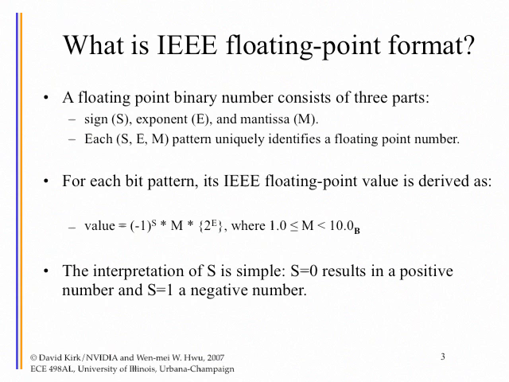So, what is it? It's a floating point binary number, essentially, that consists of three parts. If you look at an IEEE floating point binary number, you can divide it into three parts. Okay. The first part is S, sign. You only need one bit to distinguish between positive and negative.